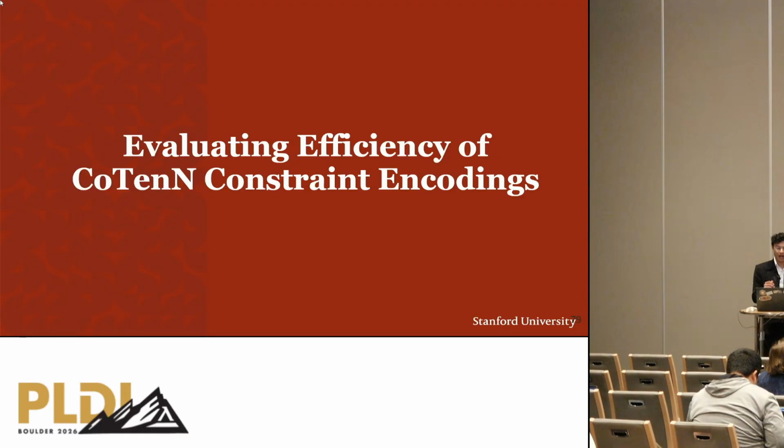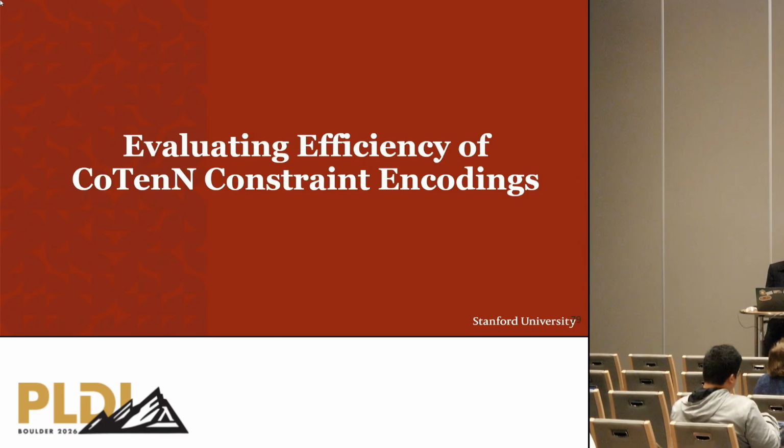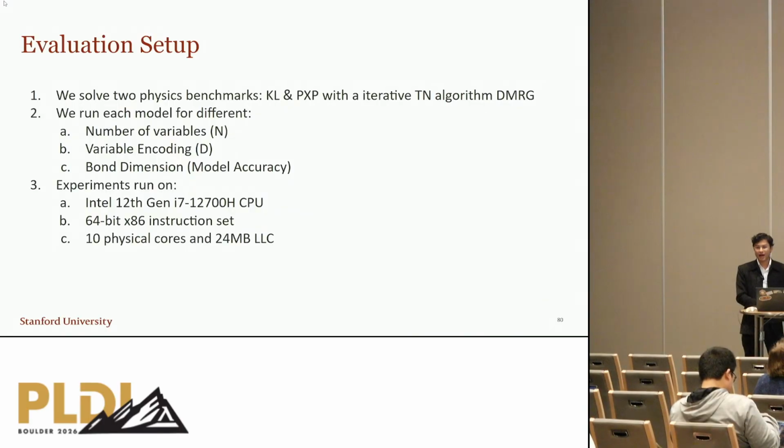Now, I can talk about how these constraint encodings improve the efficiency of tensor network algorithms and result in great performance, especially when compared to the only other general scheme we could find, which is always using regularization. For this, we'll evaluate over 2 physics benchmarks called KL and PXP right here. We don't really need to understand what the physics underneath is. And just note that they're solved, again, using an iterative tensor network algorithm.